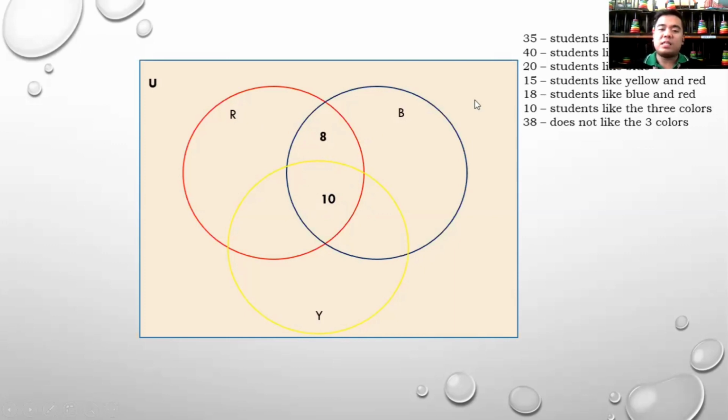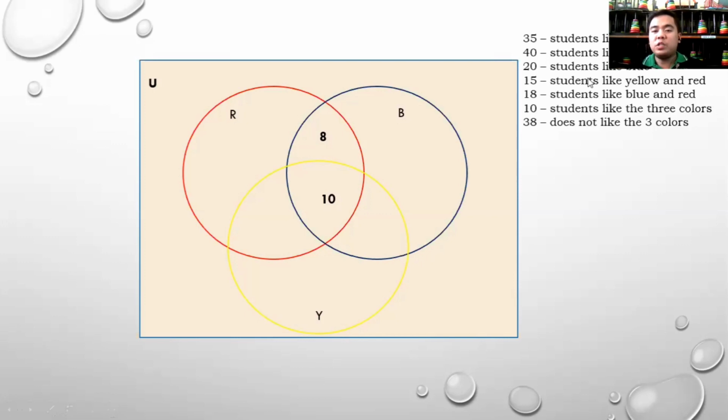Bakit 8? Kasi sinasabi dito, 18 students like blue and red. So, it does not mean na blue and red lang. Kasi, itong intersection ng tatlo, they also contain, present din sila dito sa intersection ng red and blue. Kasi commonality ito eh.